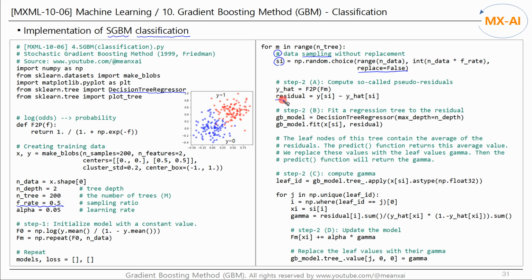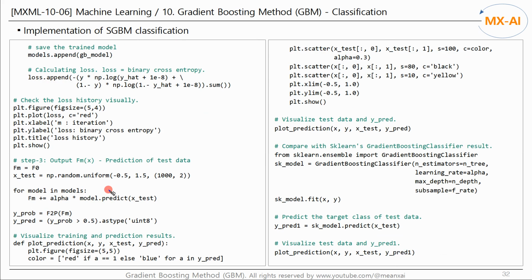We then calculate the residuals for the sampled data, and we fit the model to the sampled data. As such, only the part where sampling data is used has changed. And predict the class of the test data. This code is also the same as the previous code.